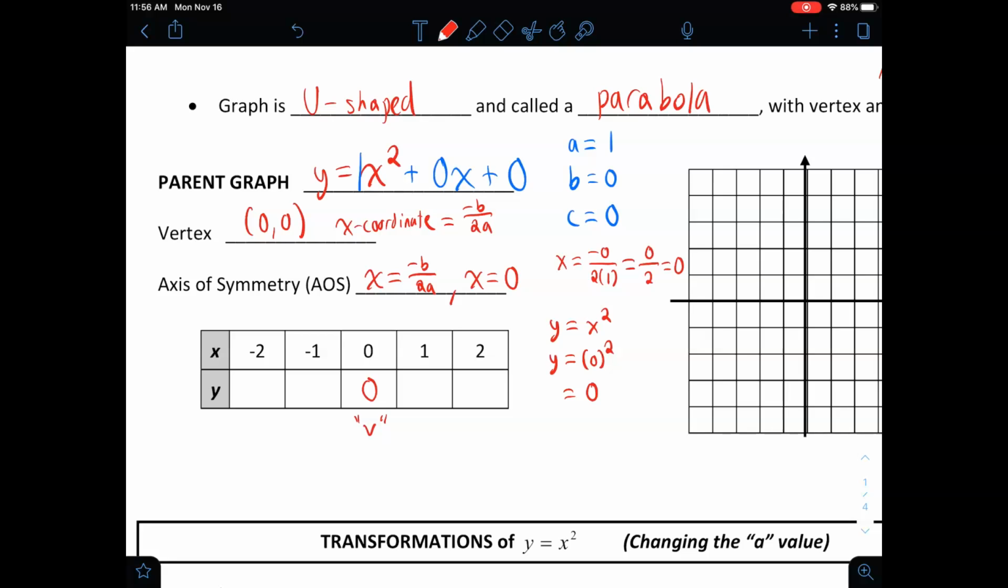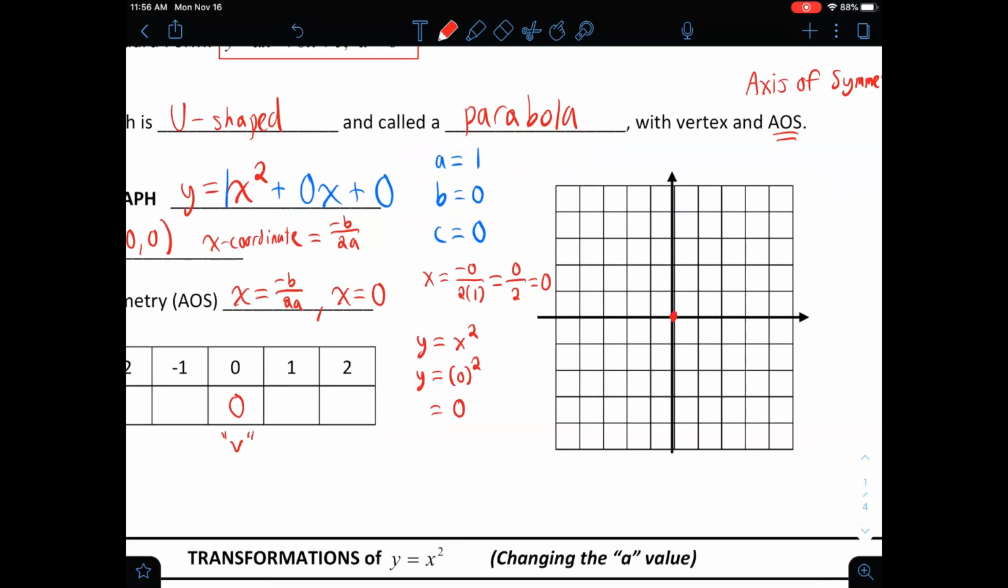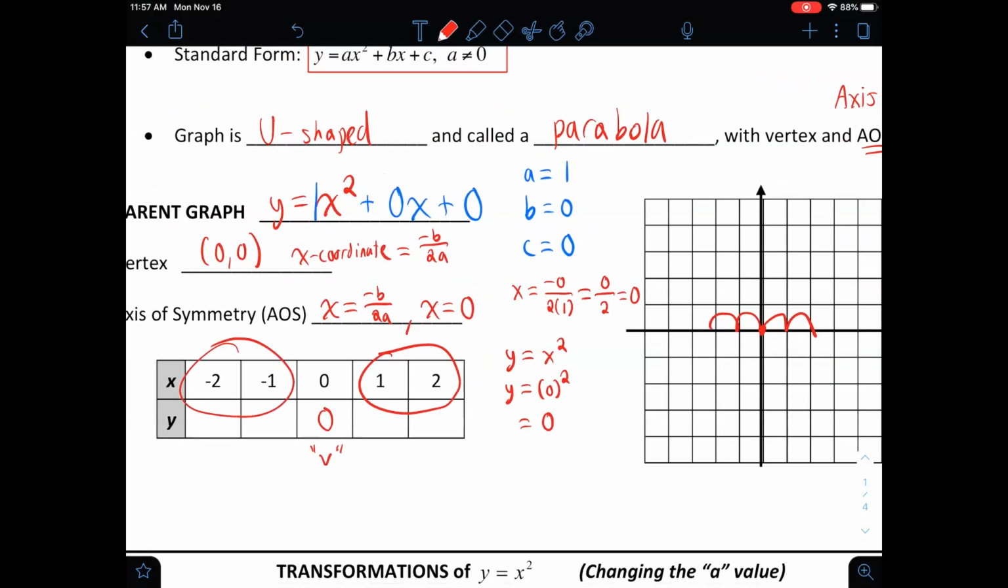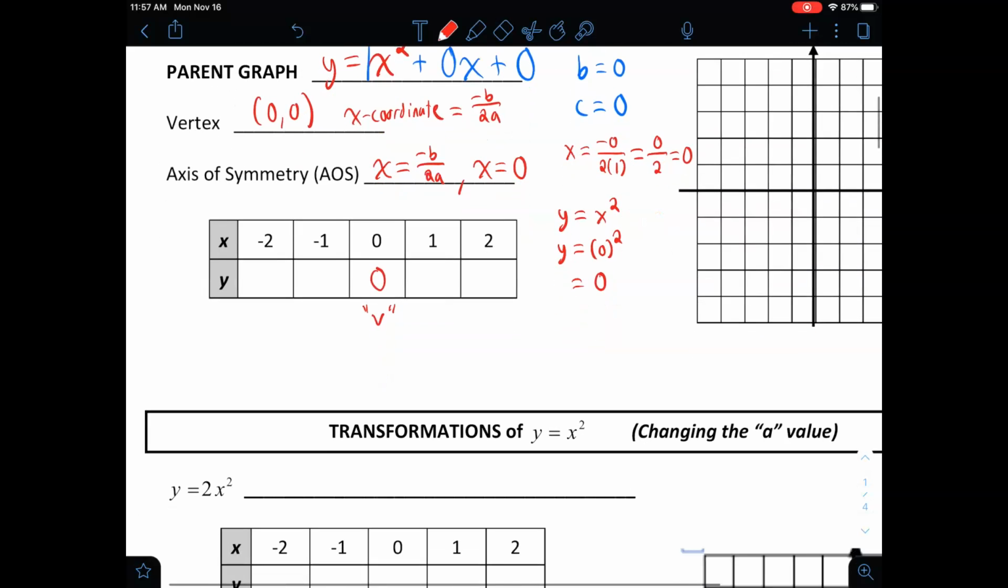Okay, now after you figure out what your vertex is, you want to pick numbers to the right and to the left of 0. So what numbers are to the right and left of 0? Well, if you go with 0 right here, 1 and 2 are to the right, and negative 1 and negative 2 are to the left. That's where these numbers came from over here. Okay, so what we need to do is plug in 1 and 2 and negative 1 and negative 2. And actually there's a shortcut. Because parabolas are symmetrical, we only need to plug in half of the table, and then we can just mirror the other half. All right, so what does that mean?